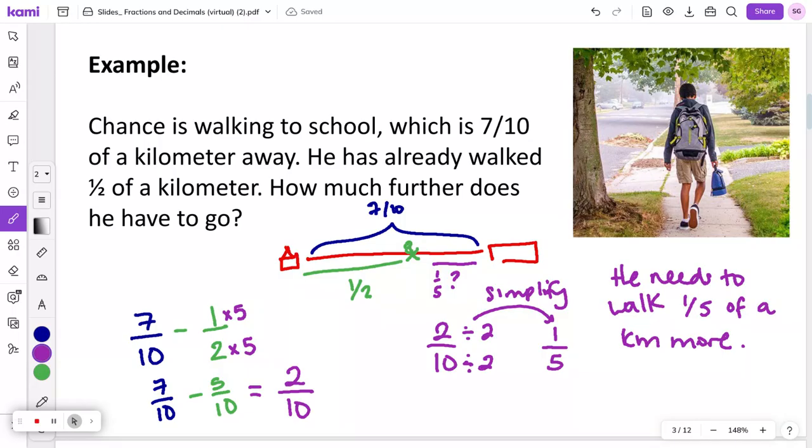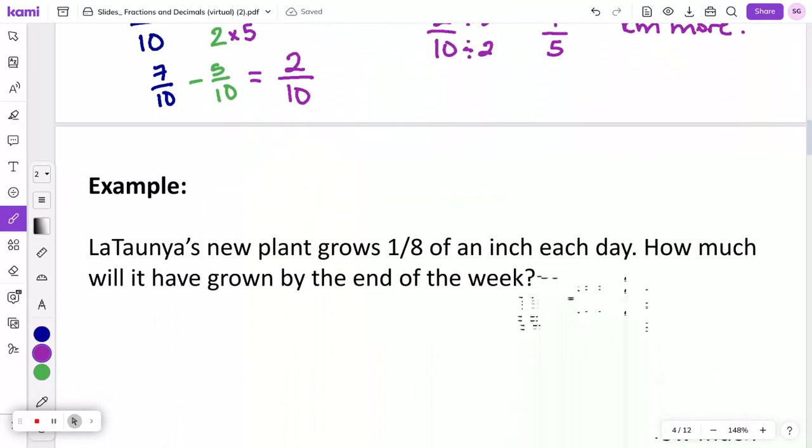This first example right here is all about what we need in order to add or subtract fractions. In order to add or subtract fractions, you need that bottom number to be the same, which is why I started with multiplying 1 and 2 by 5. When you add or subtract fractions, you also always want to make sure that answer is simplified, and we use division to do that.